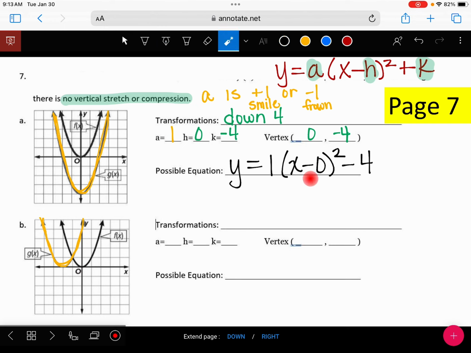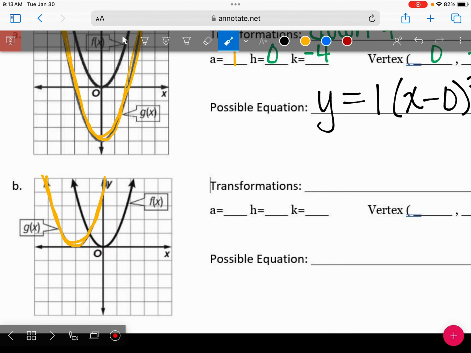Now, because we have x minus 0, we can just put x squared, but I'm just going to be consistent and keep it that way. All right, let's look at this equation. What do we notice changed? First of all, is this second graph a smile or a frown? It's a smile, so that means that A is going to be 1.